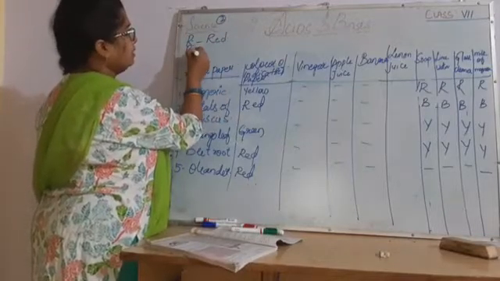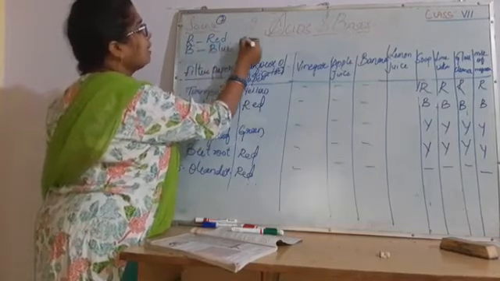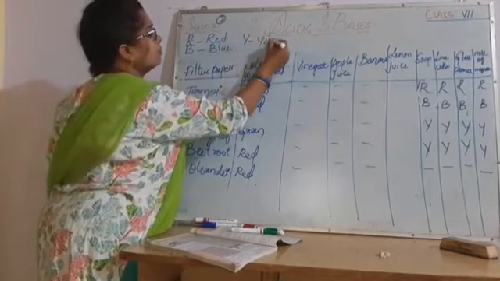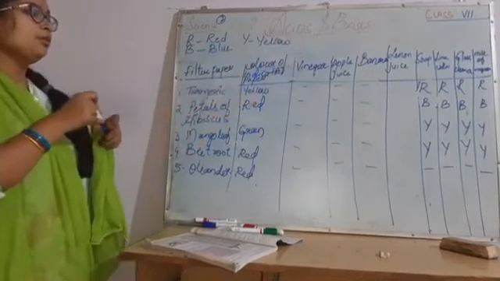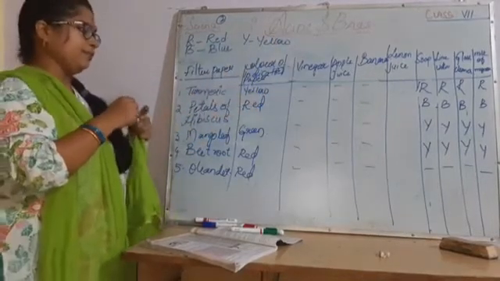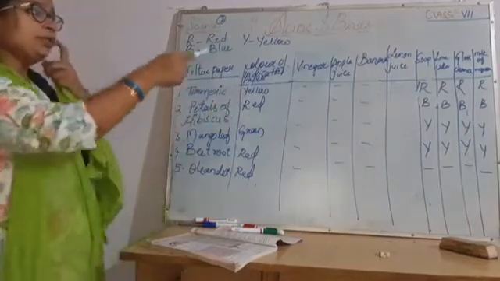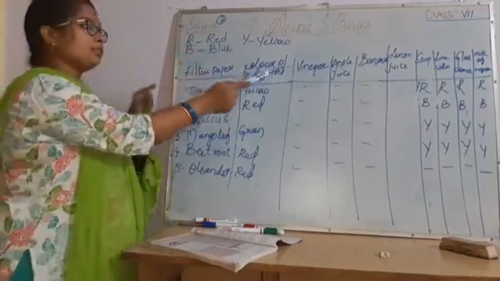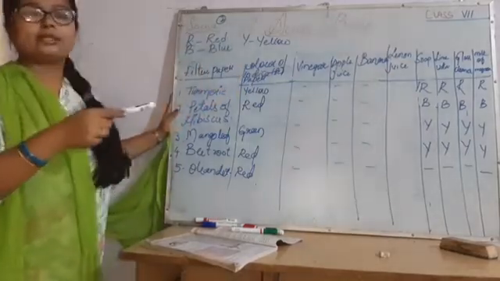And B I have written. B is blue, and Y is yellow. These are the three colors I have written there. So make turmeric paper from filter paper, cut it into strips, and add soap to it. If you add soap, it turns red in color. If you add lime water, it turns red in color.